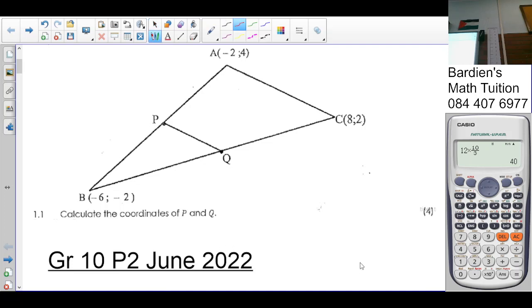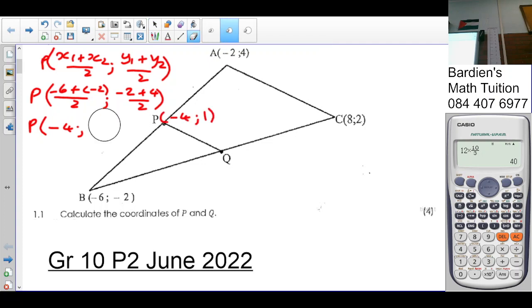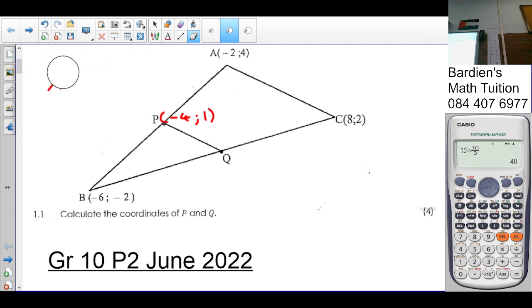So to work out the midpoint, we're going to say (x1 plus x2) over 2, (y1 plus y2) over 2. Okay. So it's going to be (-6 plus 2) over 2 and (-2 plus 4) over 2. So that's going to give you (-2, 1). Okay? Because of space constraint here, it's going to take us off.